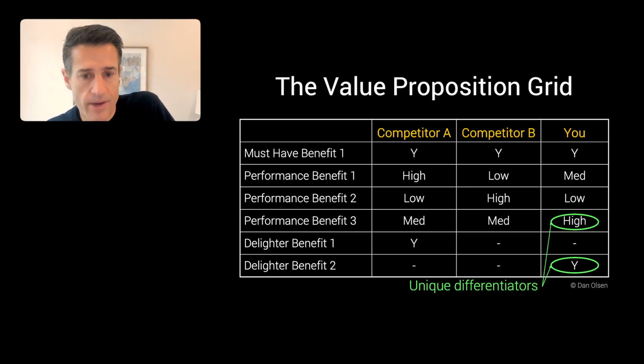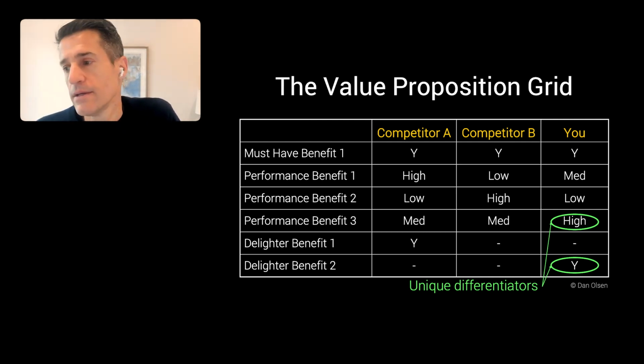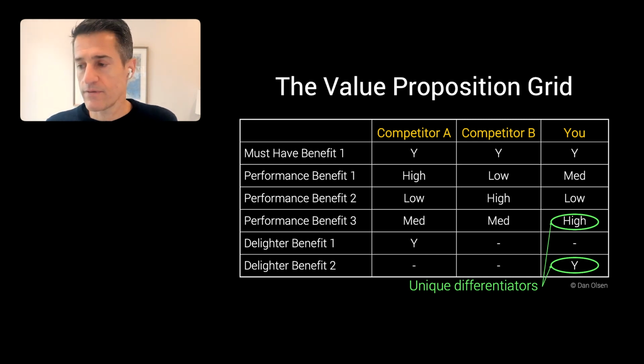Then you score your competitors, right? You say, how good a job are they doing on each of these benefits? And honestly, low, medium, high is usually adequate. You don't need to get too specific. If there are numerical things like megahertz or whatever, you can put it in there if you want. It's fine for performance benefits.